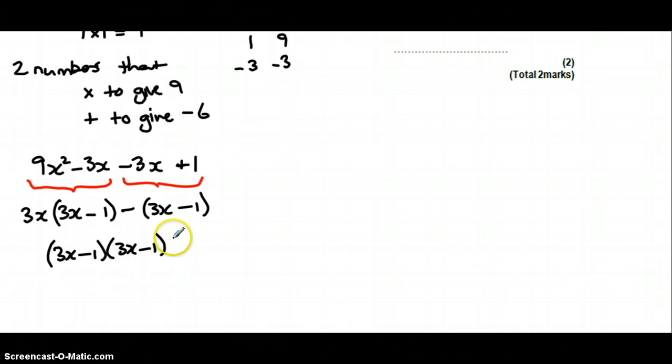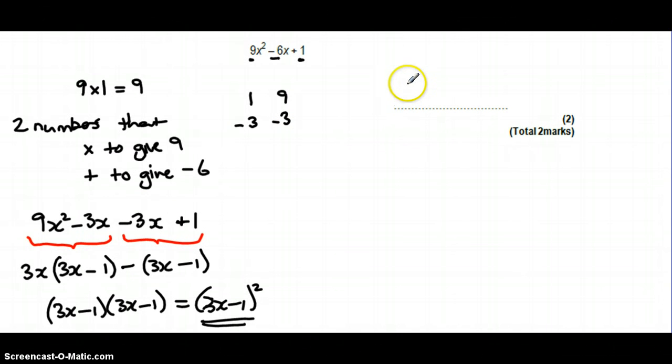two brackets multiplied by each other, because it's doing exactly the same things. 3x times 3x, well, we still need to multiply those together. 3x times minus 1, and that will happen in both those brackets, and we've got our factorised form. And because they're the same, you can just write it as 3x minus 1 squared. And that is our final answer.